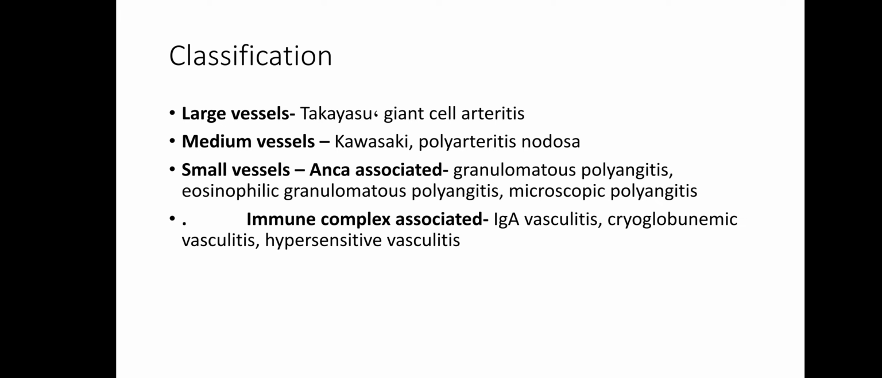And then there is immune complex. This is still part of the small vessel vasculitis. So, immune complex associated, the most important and the common one is IgA vasculitis. And then there's cryoglobulinemic vasculitis and hypersensitivity vasculitis.